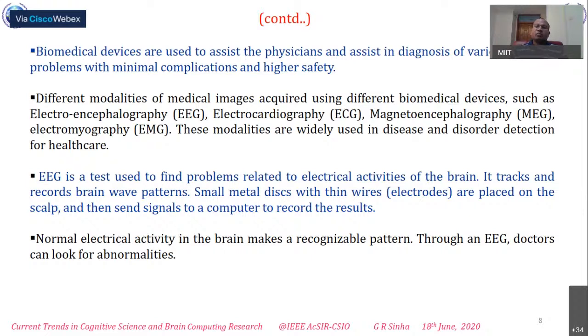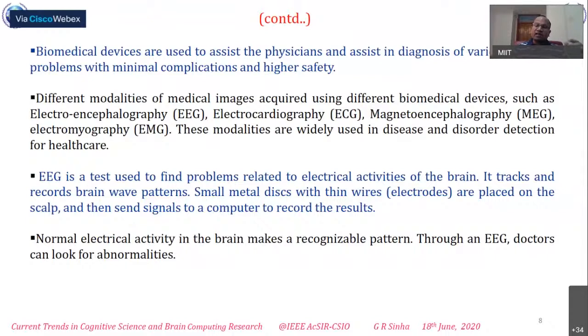So the modalities which are used in the disease and disorder detection in different healthcare systems. EEG is very popular. It is used to find problems with the help of the electrical activities the brain undergoes, or when the brain is involved in a certain activity. It changes its mental state. The electrical activity, or electrical pattern, or electrical signal also has variation.